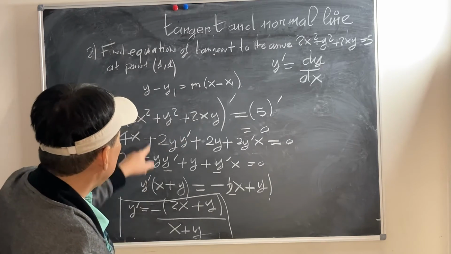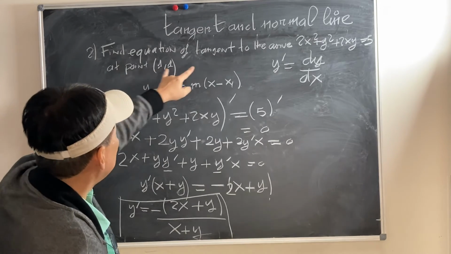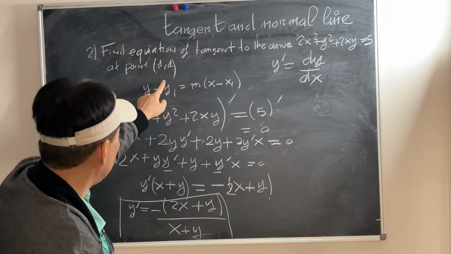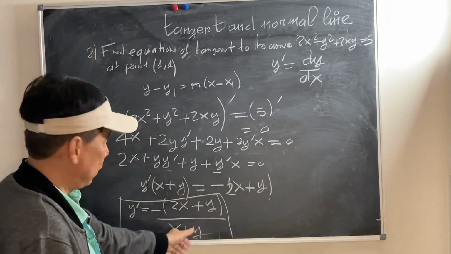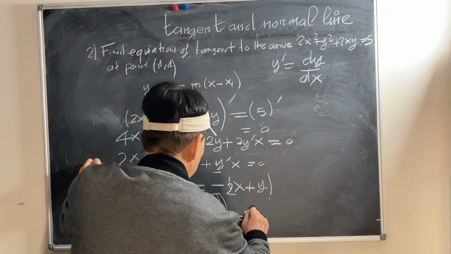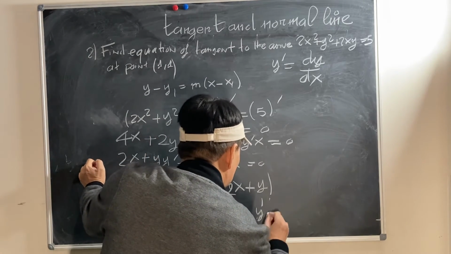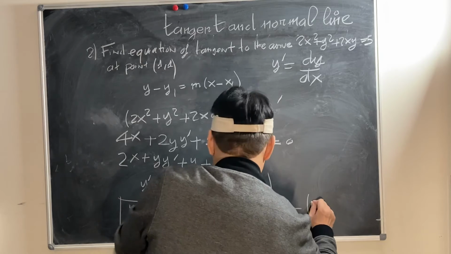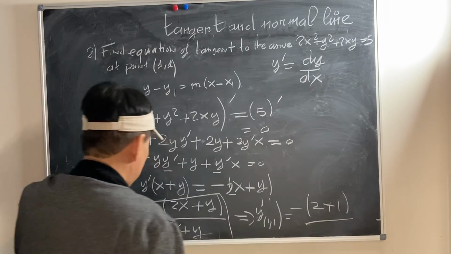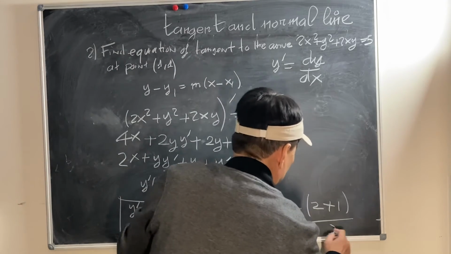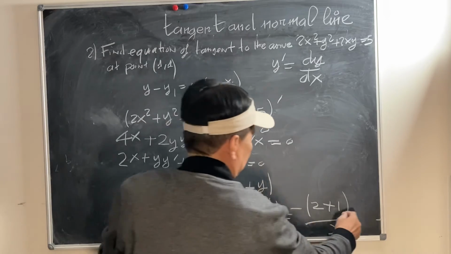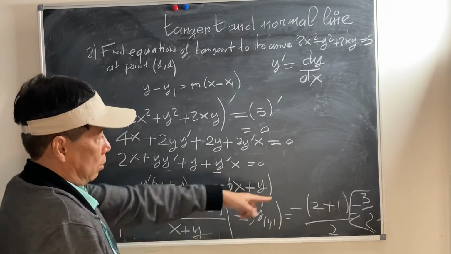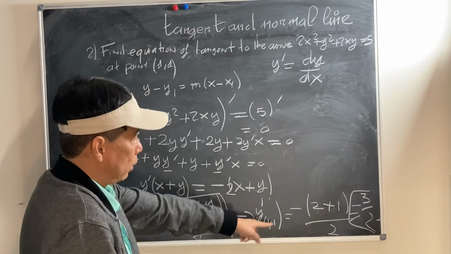Now we need the slope of the tangent line through the point (1, 1), which is equal to the derivative of this function at this point. So all you have to do is put x equal 1 here and y equal 1 here, and you will find y prime. So y prime at (1, 1): x equal 1 here, you go minus (2 plus 1), and here it is 2 plus 1, which is 3, minus 3 over 2. So y prime at point (1, 1) equal minus 3 over 2.